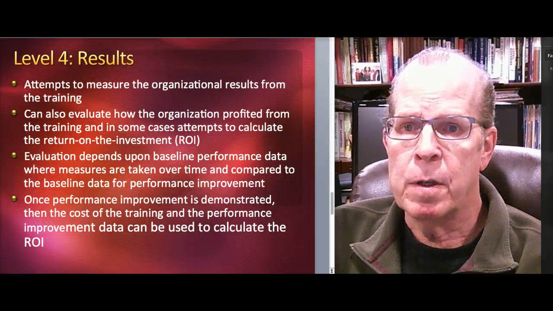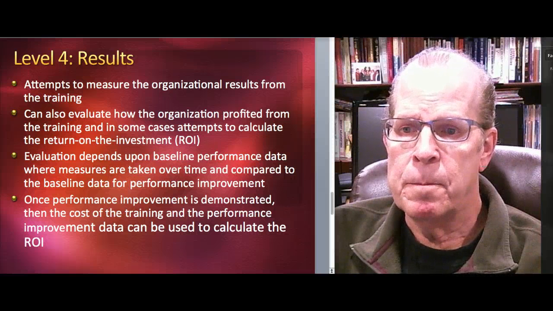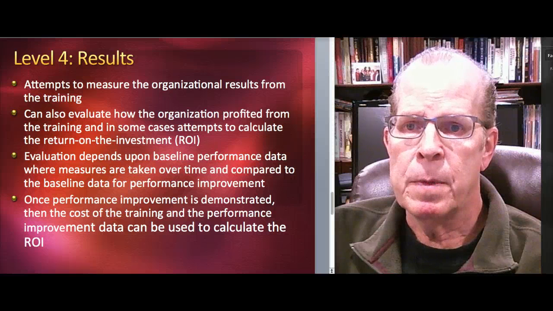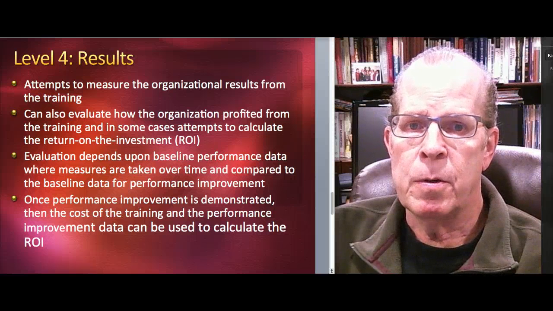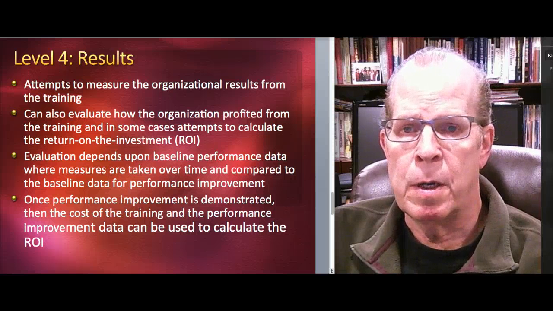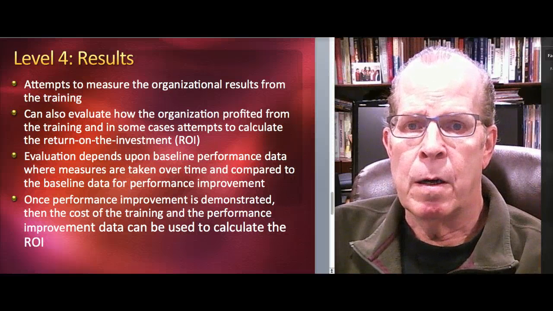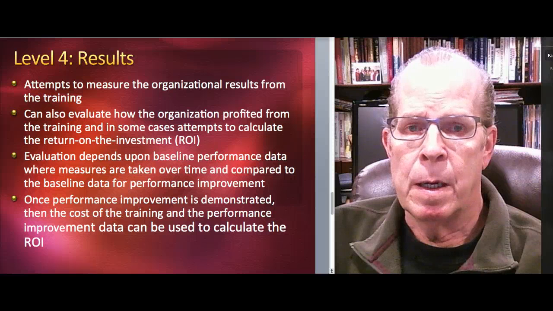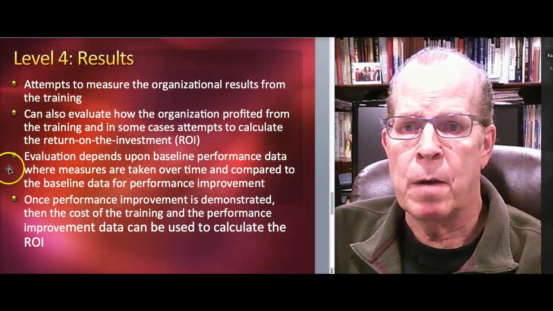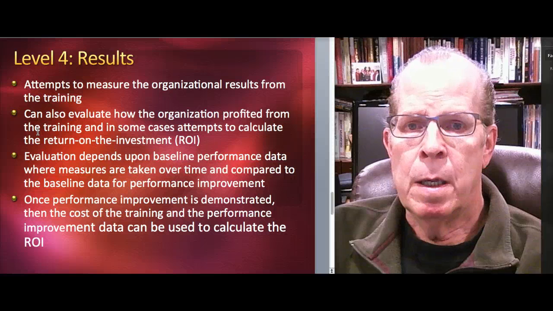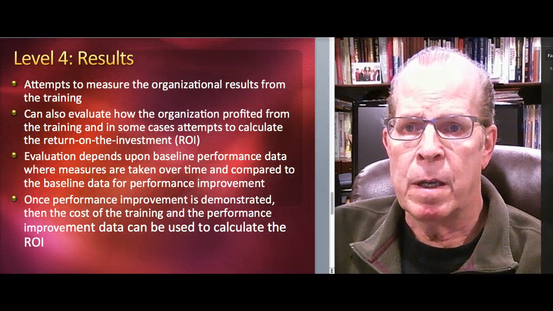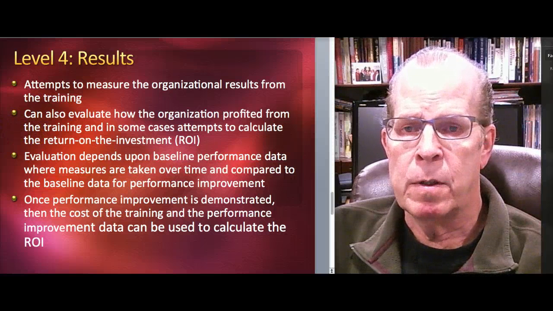Level 4 is the most sophisticated of the training levels, and it attempts to measure the impact on the organization, or what results were created, and also how the organization profited. Some models split return on investment out as a level 5, but Kirkpatrick's model just includes it as level 4.